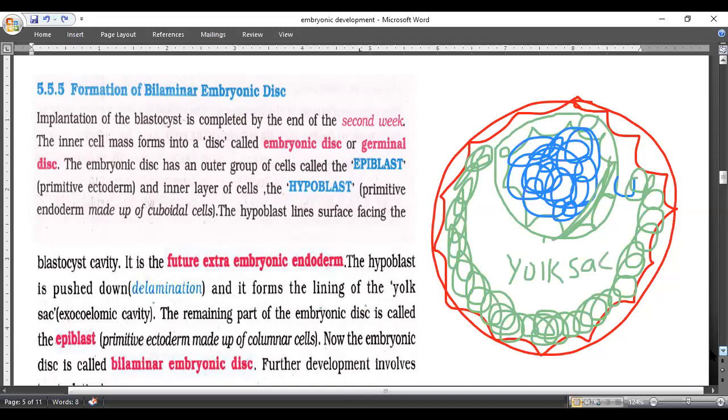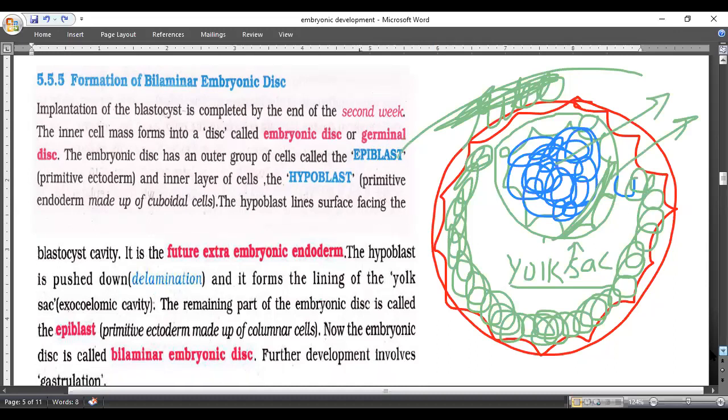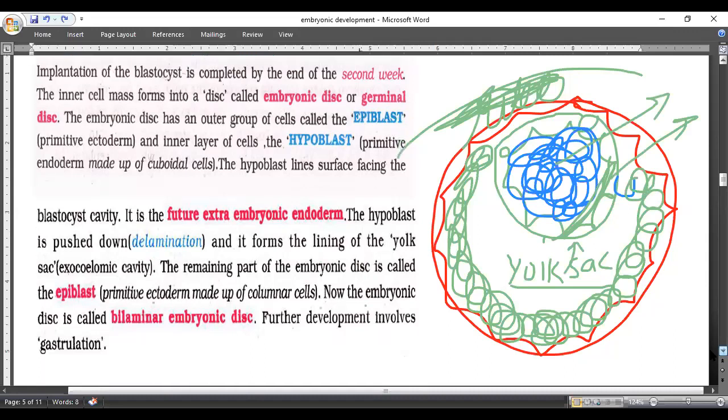We don't have any importance for the yolk sac in the case of human beings because we are drawing nourishment from the mother, isn't it? The uterine endometrium layer. Already we are seeing the implantation, so the yolk sac doesn't have any importance. In birds, the yolk sac has more importance, that means it provides nourishment to the developing embryo. The story is different. Now we are discussing human beings. The embryonic disc with epiblast and hypoblast is considered a bilaminar embryonic disc.